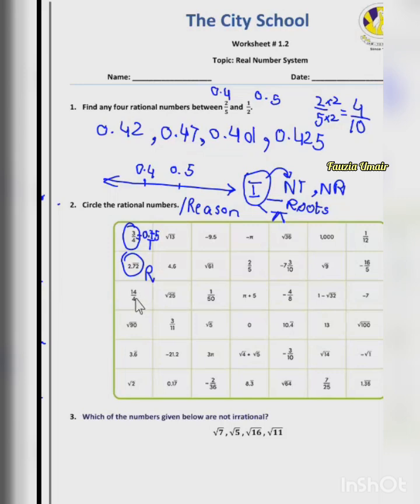So next is 14 by 4. 14 by 4 is basically 7 by 2. Or you can write down what is half of 7? 3.5. So what kind of decimal is this? Terminating decimal. So that's why it is also rational, because we have discussed in the start that non-terminating, non-recurring decimals are irrational and the non-solvable roots are also irrational.